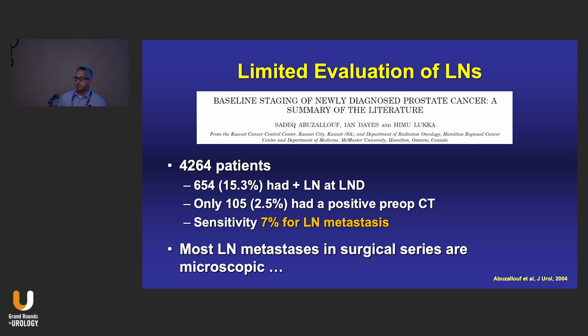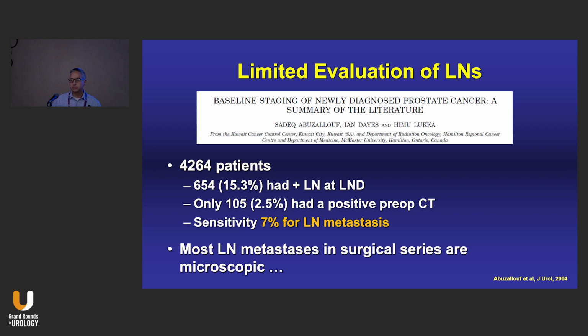This is the point I'm going to keep coming back to, which is conventional imaging does not stage lymph nodes very well, particularly when they're sub-centimeter. So this is a very nice study that looked at over 4,000 patients. 650 had positive lymph nodes. And on preoperative CT, only 105 patients, or 2.5%, had a positive pre-op CT based on size criteria. So if you look at the performance characteristics of CT to pick up lymph nodes that were positive, the sensitivity was 7%. Okay, so I just want you to remember that number for later in my talk, 7%.